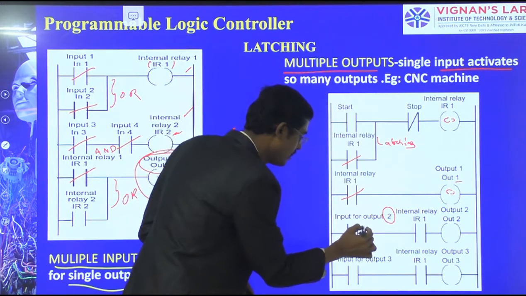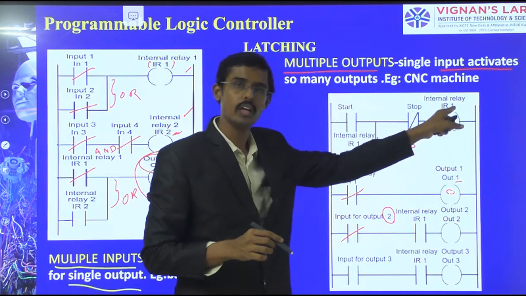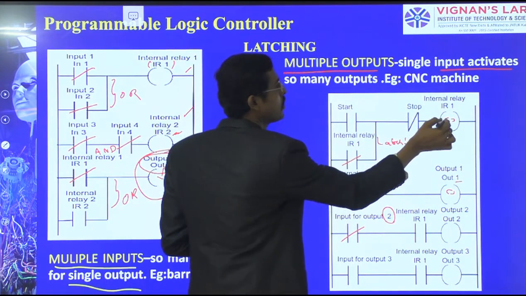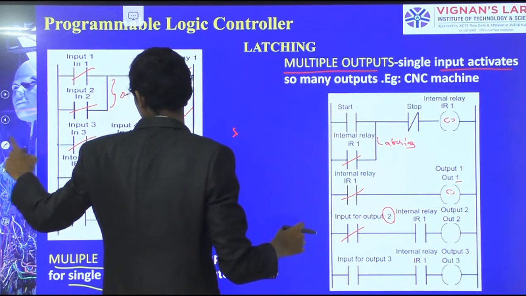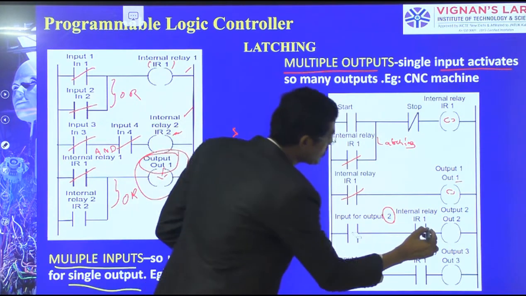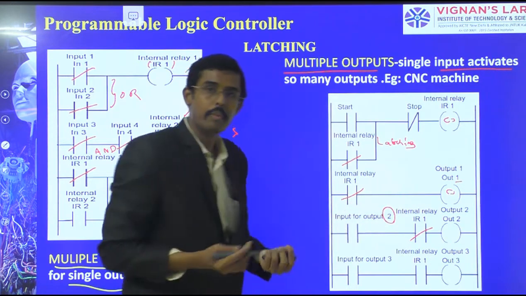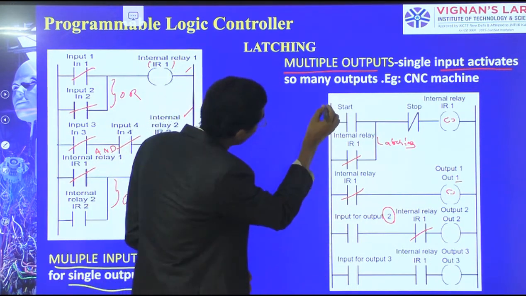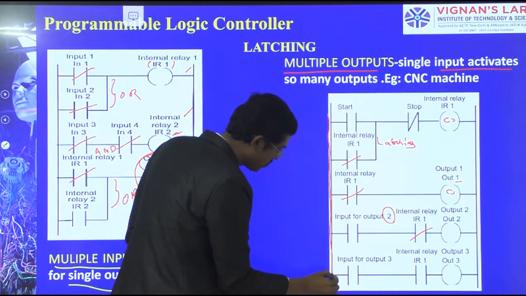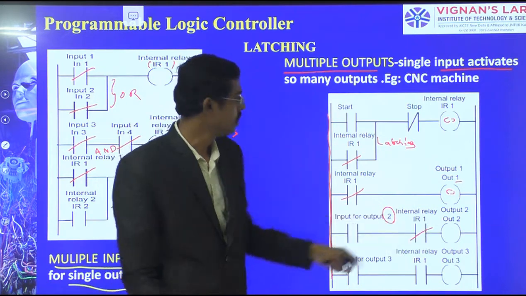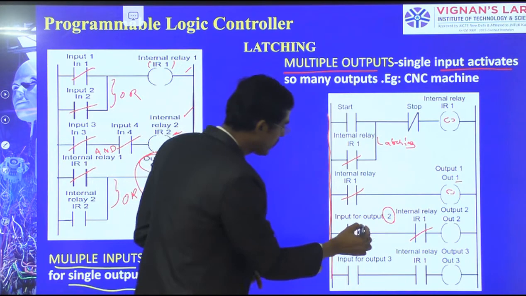Output 2 is activated when the input has been given here, and we know already input relay coil 1 has latched here and is kept running. At the same time, it activates here. This point is ready now. But no power supply is coming from the power rail. From the power rail, the power should come, so it is waiting.